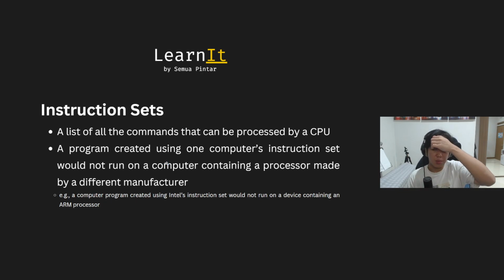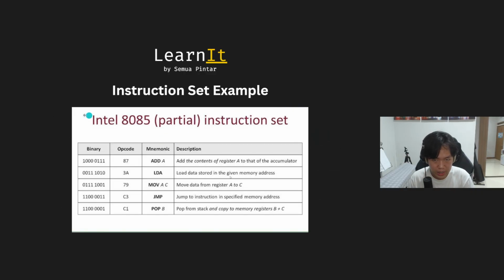So for example, a computer program that is created using Intel's instruction set would not run on a device containing an ARM processor. Since they're both from different manufacturers, it cannot be processed by the ARM. Why? Because here's an example of an instruction set.